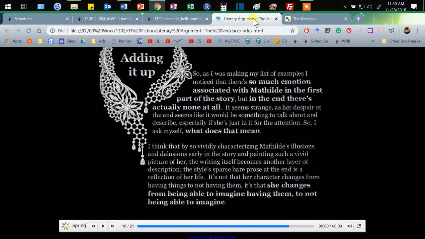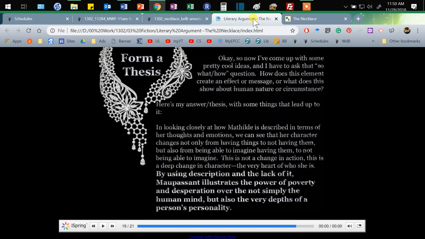But I decided that it's more than just the writing. It's also saying something about this situation for who she is in that moment. So that's where I go with that. And then I've got to say, well, how do I put that together to make this fancy, pinky-in-the-air sounding thesis? And again, I've got some warm-up here.